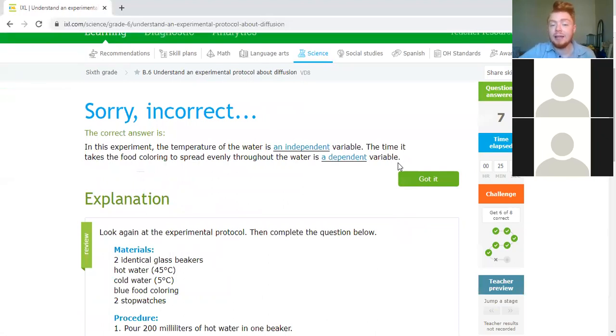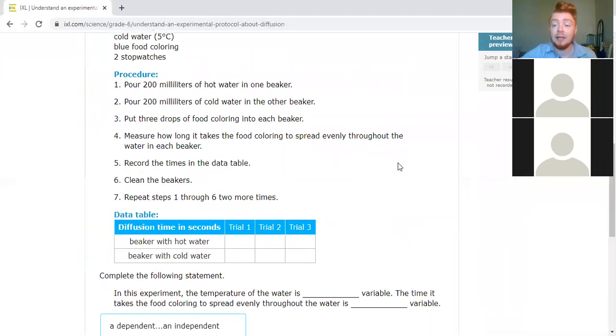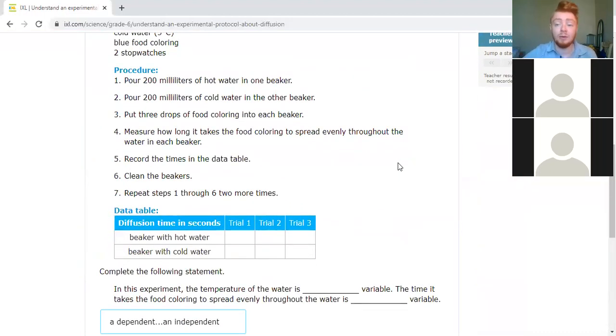So, anything in the experiment that is staying the same, the thing you're not changing, that one is going to be the one that is independent. That one, like the water, it's always going to be the same. That's not changing. The time, however, for each experiment can be different. So the time depends on the food coloring in the water and the diffusion. The time is dependent. It's depending on something, you know?